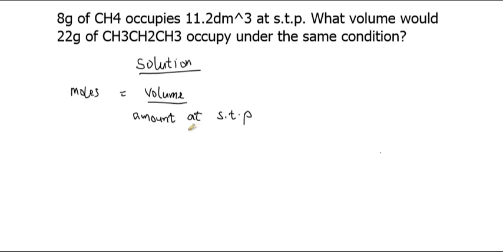So now here we are given the volume of the gas to be 11.2 dm³, but we do not know the number of moles. So to proceed with this, we need to determine the number of moles of methane gas so as to get the amount of the gas at s.t.p, that is the molar volume of the gas. So here now, to get moles, we say moles is equivalent to mass over molar mass.